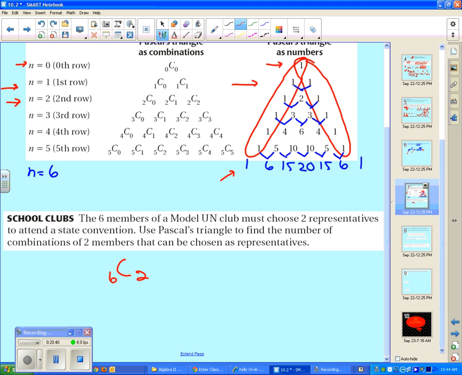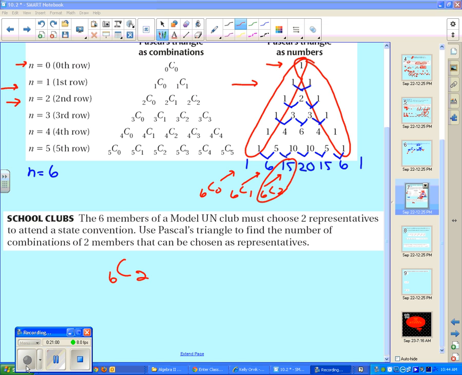And the first entry in that row is going to be 6C0. And then they go in order, 6C1. And so our answer to 6C2 should be 15. Plug it in your calculator and see if it is. 6C2. So that's one use of Pascal's triangle. I don't know that you'd use that a whole lot, because how many times don't you have your calculator, right?